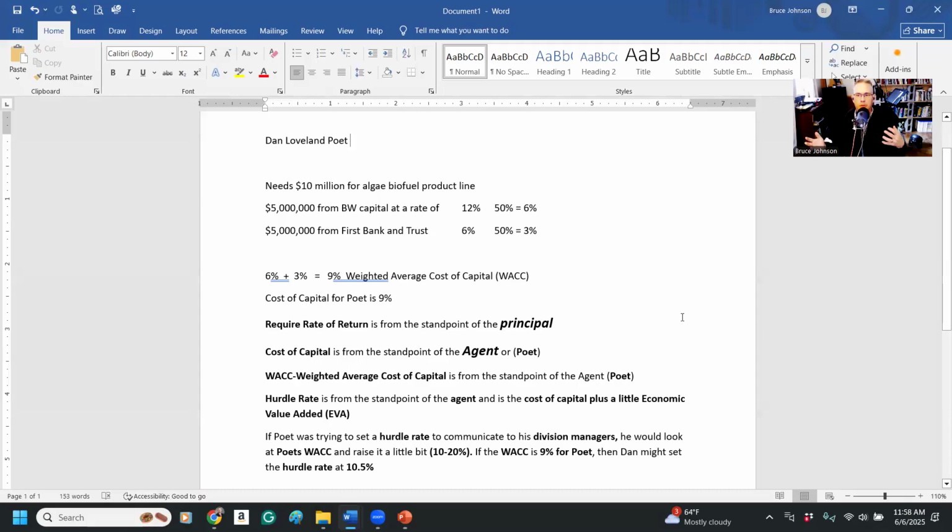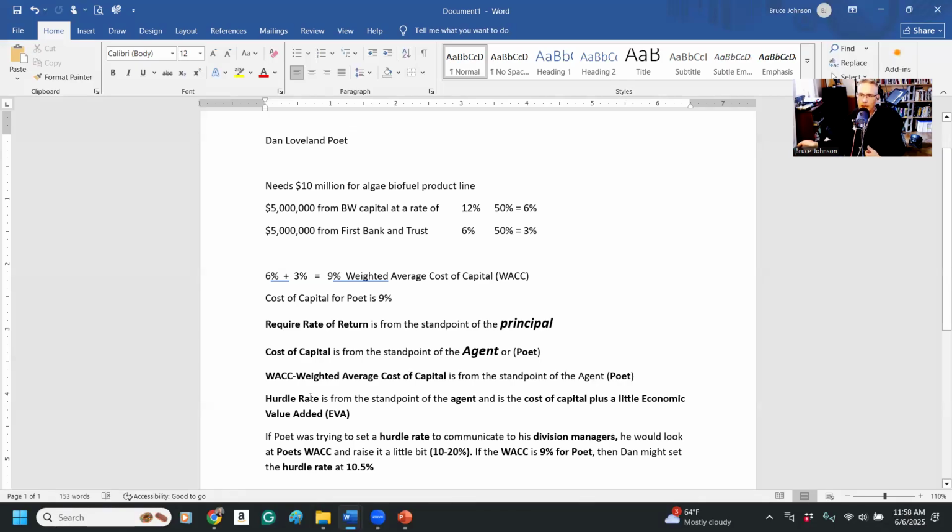So in the story I just told you about Dan Loveland and his finance managers and engineers and plant managers that are trying to propose new ways to grow the company, what Dan will do just to make things easier for them, instead of giving them their weighted average cost of capital, which has no cushion in that, is add a percent or two or three or four or whatever it is. He's going to add some cushion in there. And then that weighted average cost of capital plus that cushion is going to be called the hurdle rate.